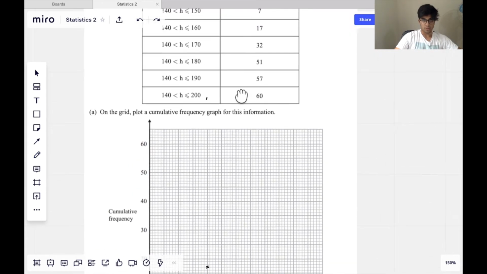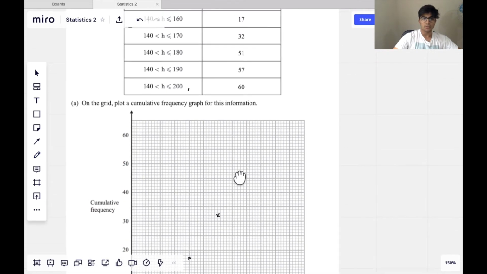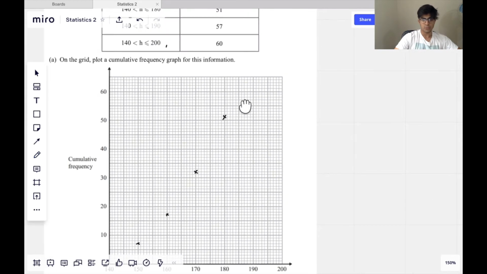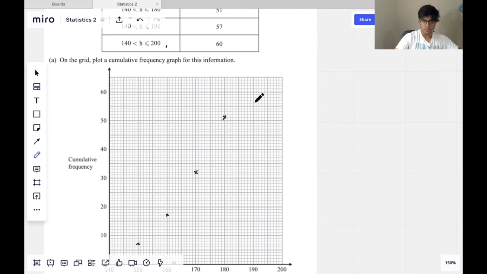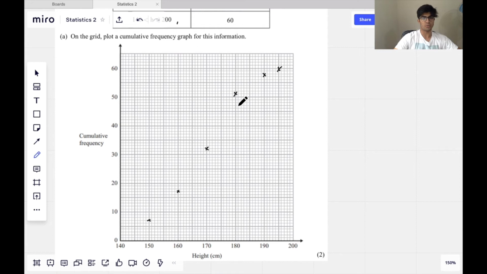So next we have 32 for 170. We go to 170 and then plot 32. 51 for 180, so 180 and then we plot 51. 57 is for 190. And 60 is 200. When you connect these, you should do it with a smooth curve, or I believe you can use a ruler and go point to point. You can do either in this case, but I tend to do it with a smooth curve.